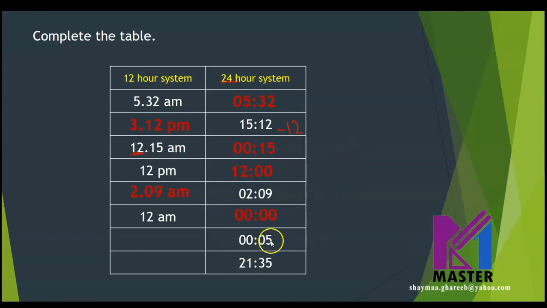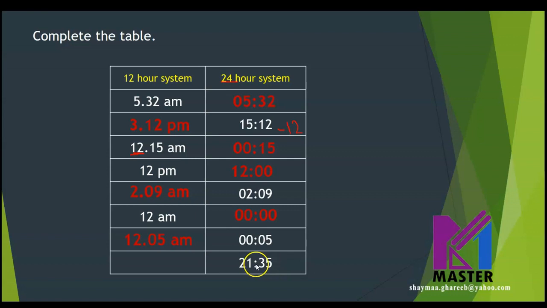If I have 5 minutes after midnight, how can I write this using the 12 hours? Look at the 00, it is midnight. And midnight is 12 a.m. So it will be 5 minutes past 12 in the a.m.